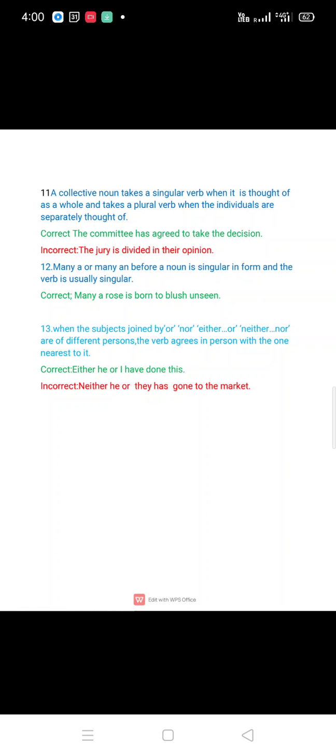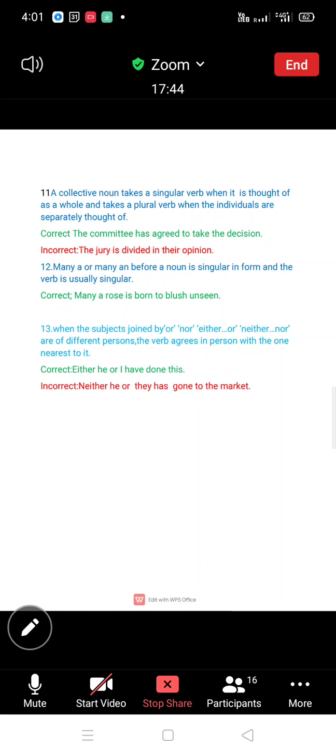You can see, the verb is here singular, and that's why it is incorrect. It should be plural because they are divided in their opinion. In the first sentence, the committee has agreed to take the decision. All the members are agreed, that's why a singular verb. In the second sentence they are divided in their opinion, and that's why the verb must be plural. So, the jury are divided in their opinion, not is.